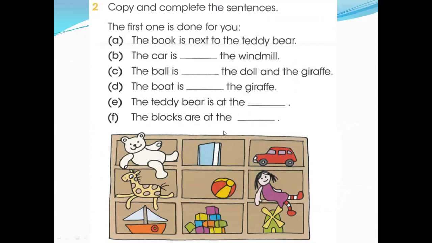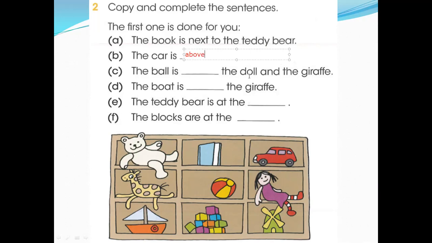The book is next to the teddy bear. Next, the car is dash the windmill. Where is the windmill? This is the car, and this is the windmill. So the car is where, down or above? Above. It's above the windmill. So right here, above.